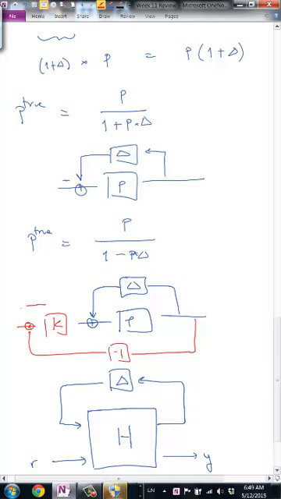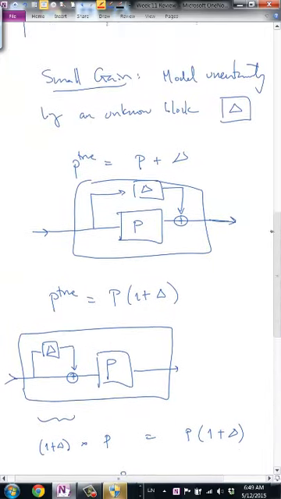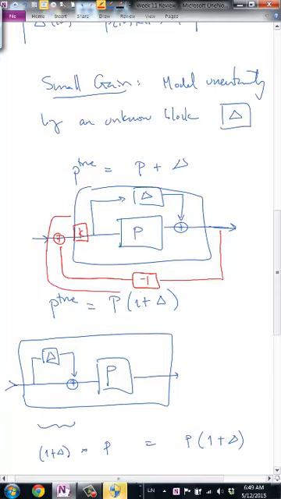In this case, what I'm circling now in red would be H. And here we've got our delta. Similarly, in this case, where in the picture it looks like feed forward, it doesn't matter. We've got our feedback unity loop that I'm drawing in red. And we've got our K somewhere here. And again, what I'm circling in red is H.